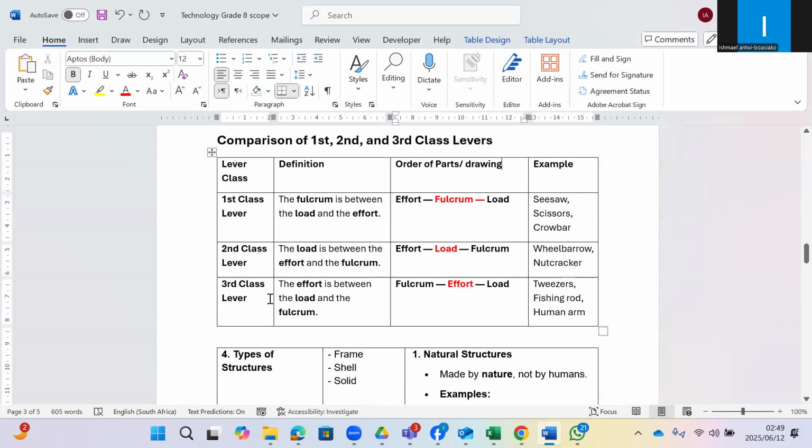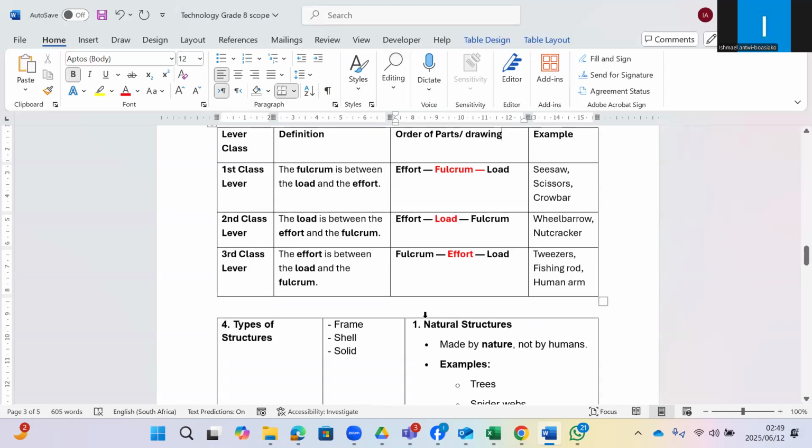Now we have the third class lever, whereby the effort is in the middle. Examples are the tweezers, fishing rod, human arm. Your arm is an example of third class lever. The effort is the one that is in the middle. So take note of that.